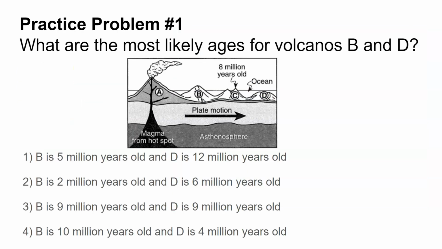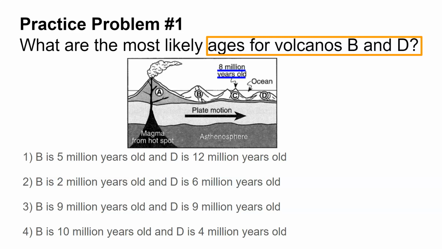So practice problem number 1. As always, feel free to pause the video here and try this out for yourself. We're going to put a box around what we're looking for. We're going to underline any key information included in the problem. So we're looking for the ages of volcanoes B and D. And then the information that we know is embedded within the diagram that's provided.